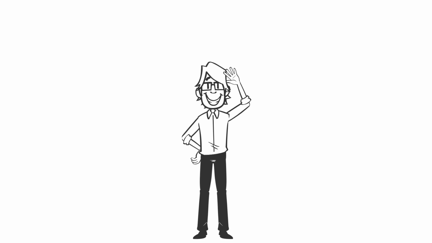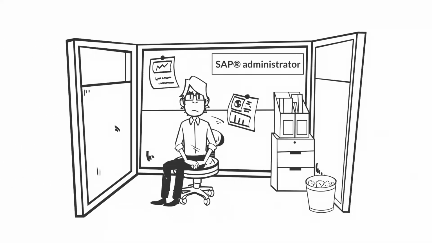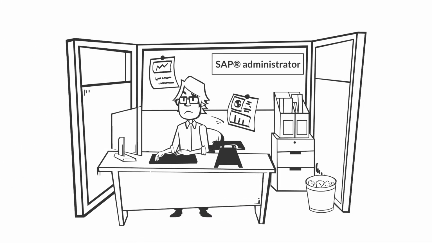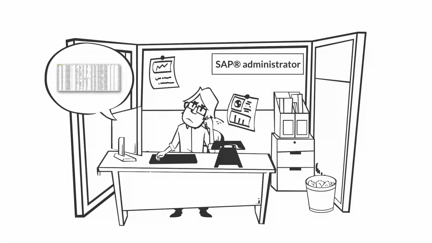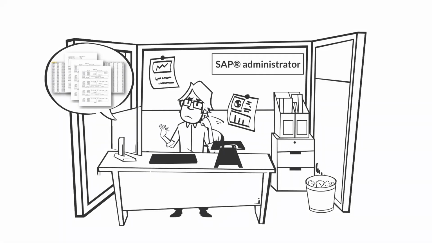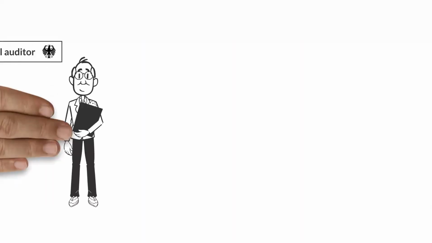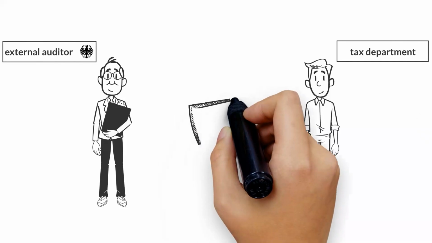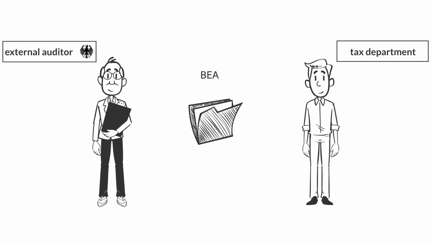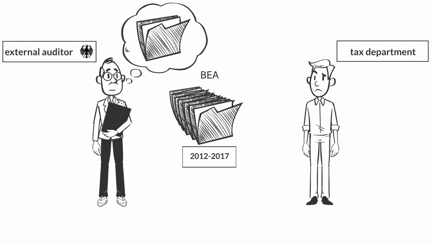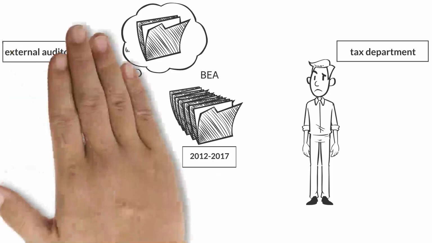SAP Administrator Frank Clark is under stress. In addition to his specific responsibilities, he often has requests for data and reports from the SAP system. The auditor, for example, asked Mr. Rogers from the tax department for data for the years of 2012 to 2017 for the different company codes in accordance with the data requirement model, in short, BEA, which has been uniformly standardized throughout Germany.